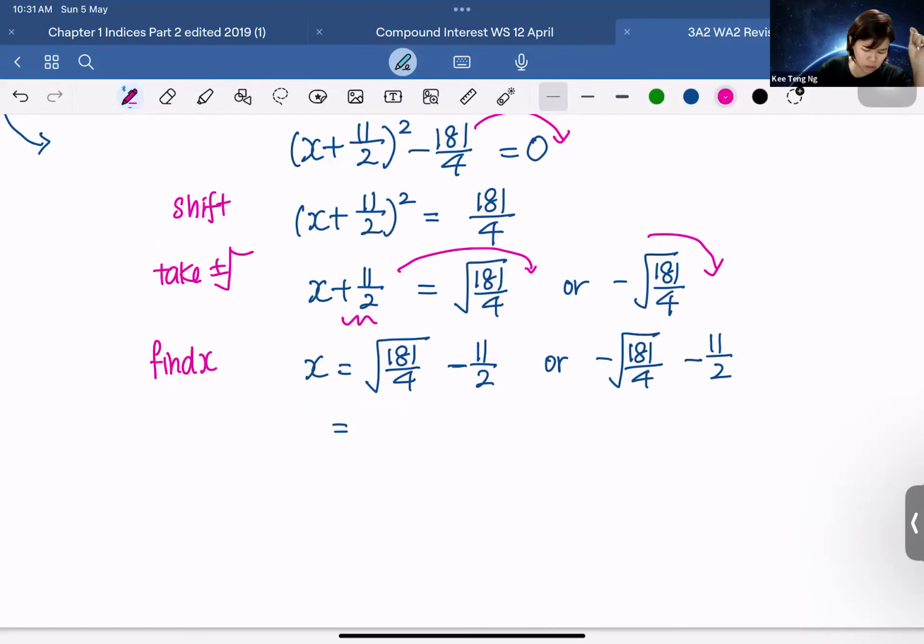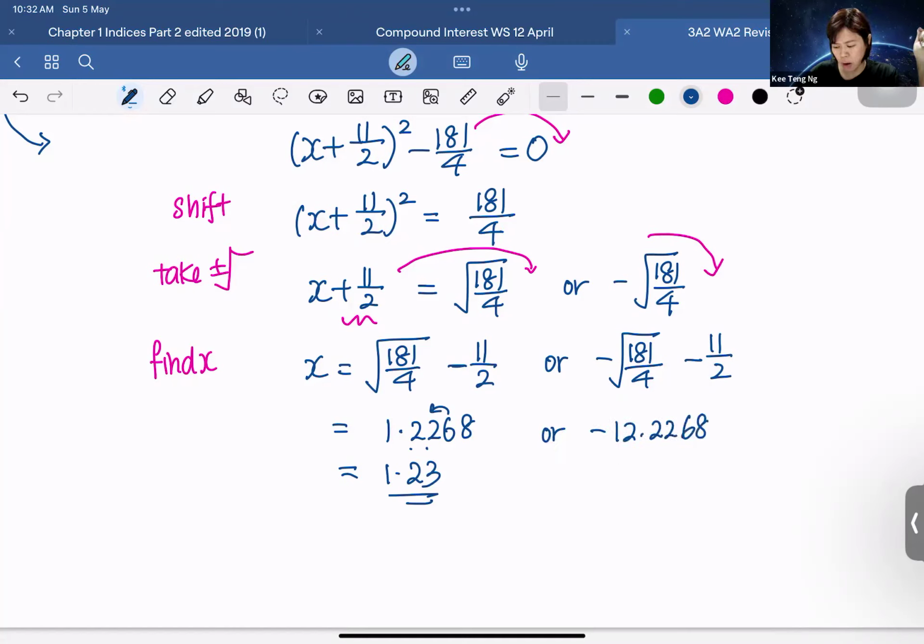So I'm going to press my calculator, square root of 181 over 4. Remember to press the arrow button, shift it outside, minus 11 over 2. And that will give me the first answer, 1.2268, rounded off to 2 decimal places, 1.23. The other answer, with a negative for square root 181, would give me negative 12.2268. Round off to 2 decimal places, negative 12.23. Have you gotten the answer?